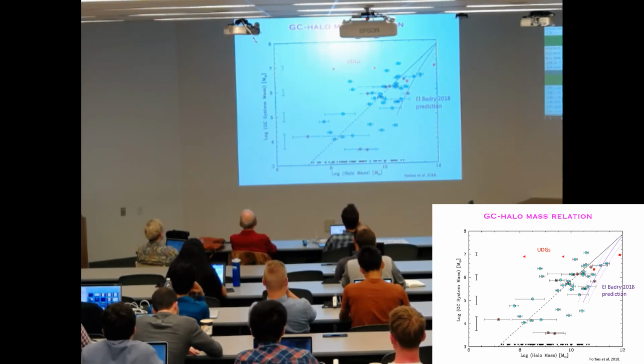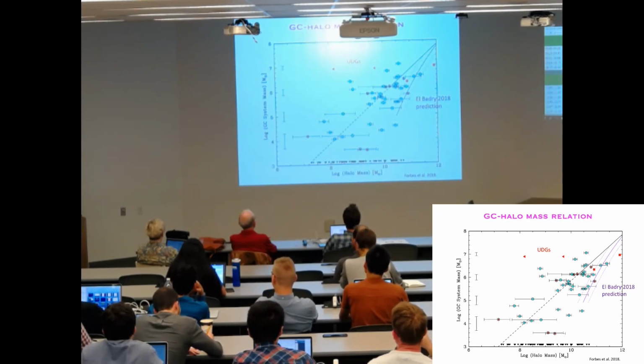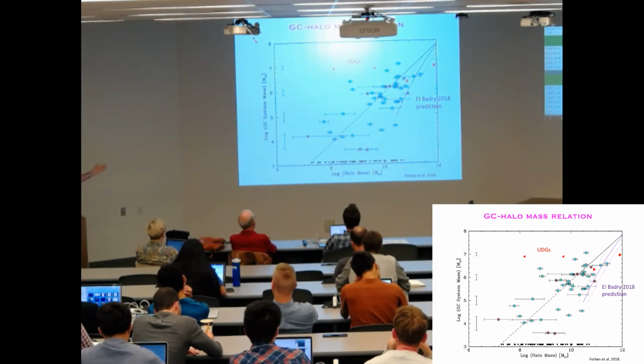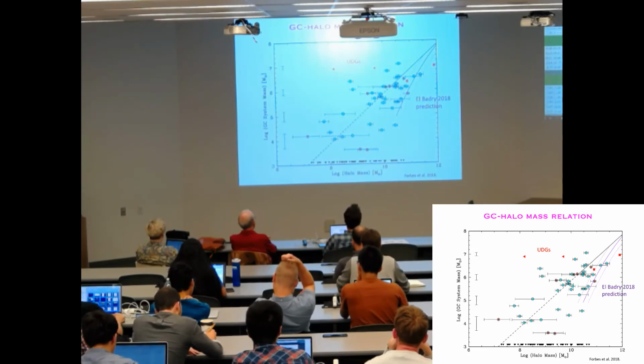So considerable scatter, but to first order, it seems consistent with an extrapolation of that linear relation at the even higher masses. So this relation exists over many orders of magnitude, going all the way up to 10 to the 14.